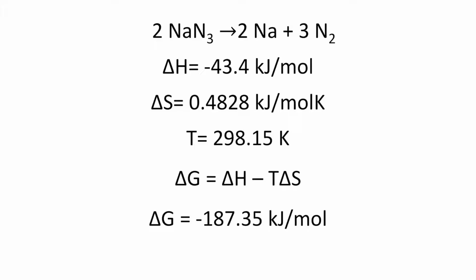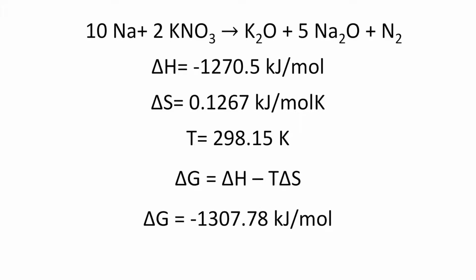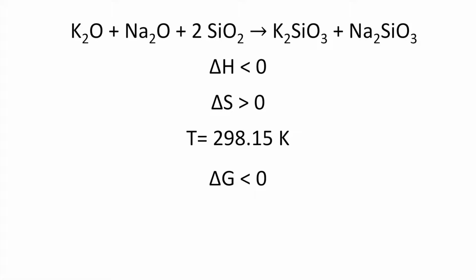We will do it again for the second reaction, and we also get a negative result, which means that reaction is also spontaneous. We couldn't find some of the values to get the enthalpy and the entropy for the last reaction. However, we can assume that the enthalpy will be negative and the entropy will be positive, and thus the Gibbs free energy will be less than 0 and the reaction will be spontaneous.